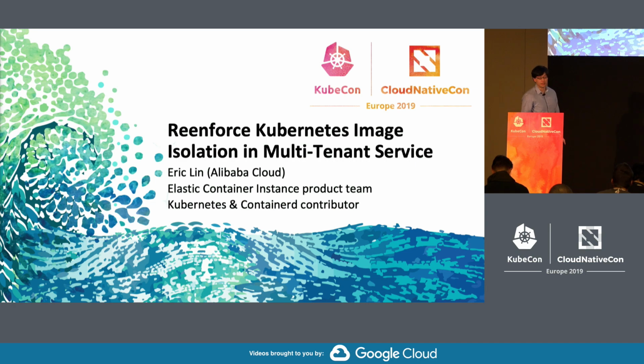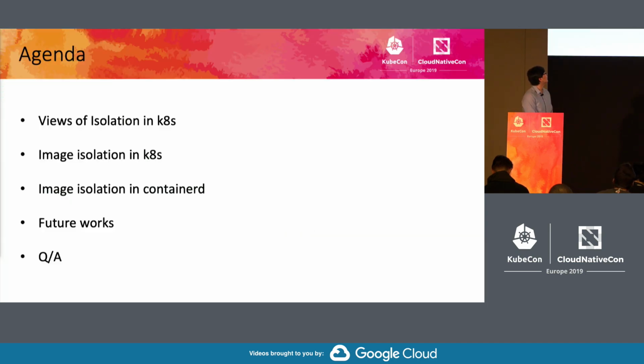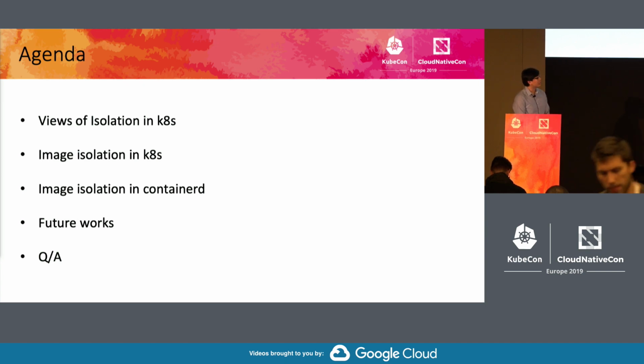So let's start with our agenda. First, I'm going to introduce different views of isolation in existing Kubernetes and talk about the different isolation responsibilities in every view, especially the view managing the image. And then I would like to go through a little bit the implementation of both Kubernetes and the community in terms of image isolation. We will see some drawbacks, and I will show you a demo to observe this and talk about how we fix it. At last, we will wrap up and talk about the future work.